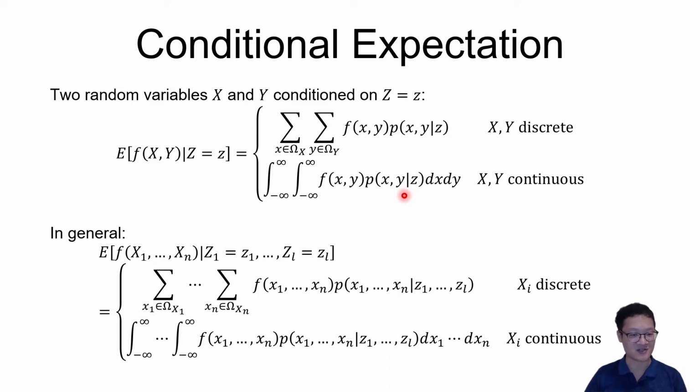We also, of course, have the general case where we might be given many different variables. In that case, exactly the same. We sum or integrate over all the variables inside the function f, and then we multiply this function f inside the sum or integral with the conditional distribution p of x1 to xn given z1 to zl. So these are the conditioned variables.